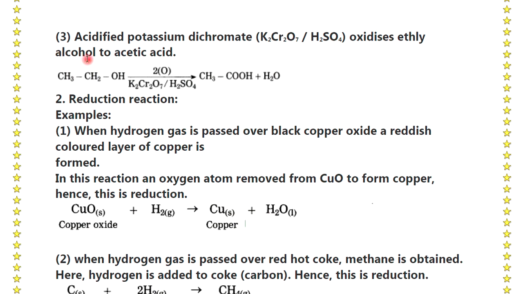Third point, acidified potassium dichromate, K2Cr2O7 with H2SO4, oxidizes ethyl alcohol to acetic acid. CH3CH2OH, the structure of ethyl alcohol, gives rise to CH3COOH, that is acetic acid, plus a water molecule, in presence of what? That is an oxidizing agent called K2Cr2O7 in presence of H2SO4.